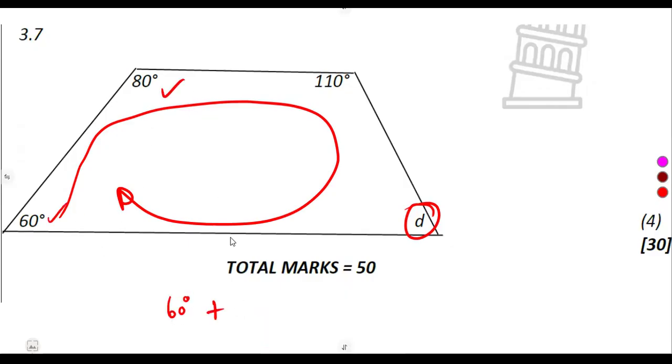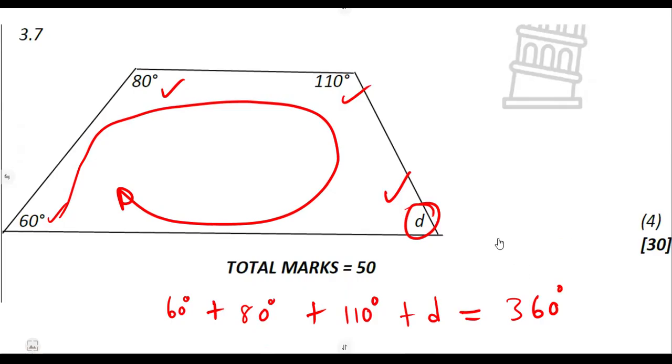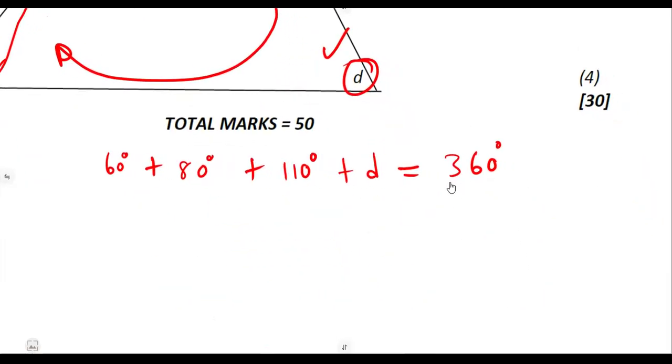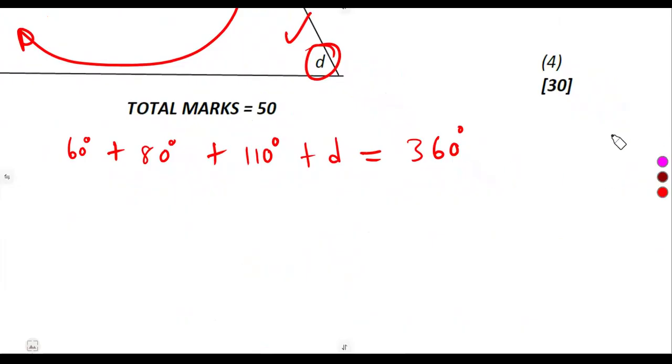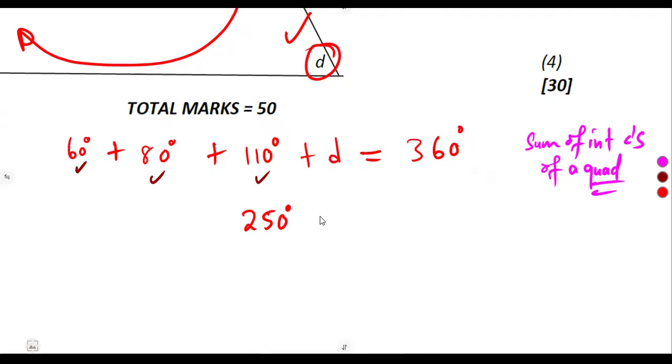So the 60 and the 80 and the 120 that we see, the 110 and the D that we are given to calculate must give us what? 360 degrees. That on its own is enough for us to determine the value of D, as we are referring to the sum of interior angles of a quadrilateral. They add up to 360. So adding these 60 plus 80 plus 110, that was going to give us what? 250 degrees. Plus D is equal to 360 degrees.